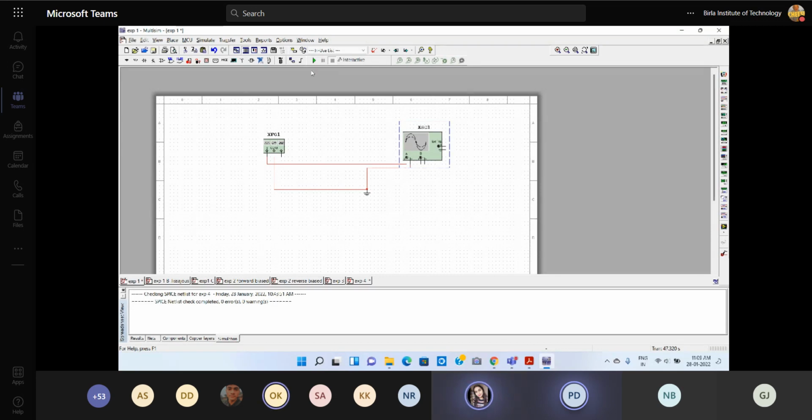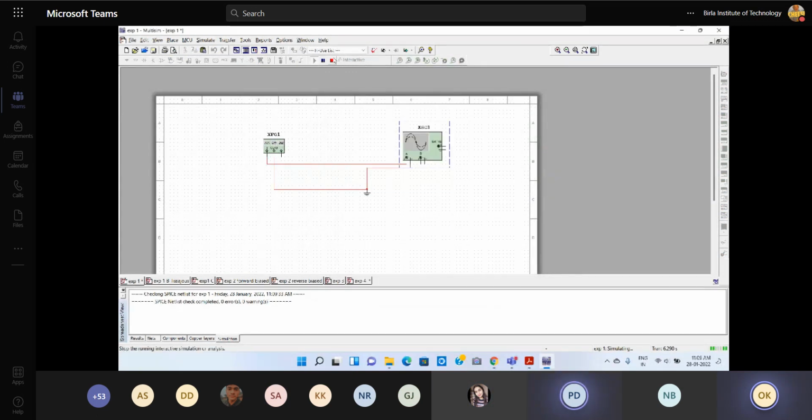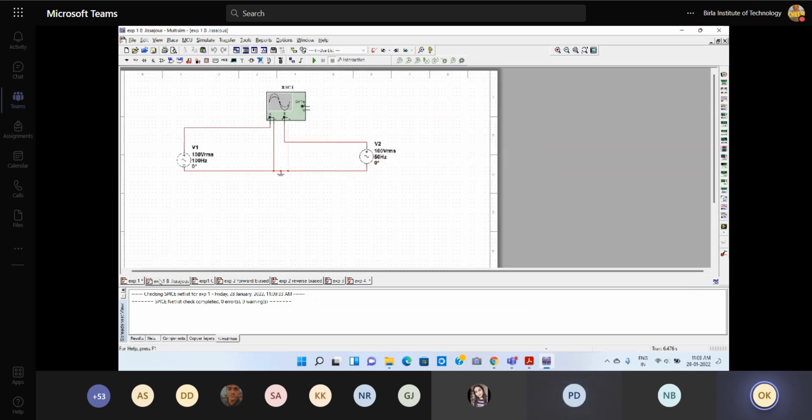Ma'am, this is experiment 1A. This is experiment 1B, that is Lissajous pattern.